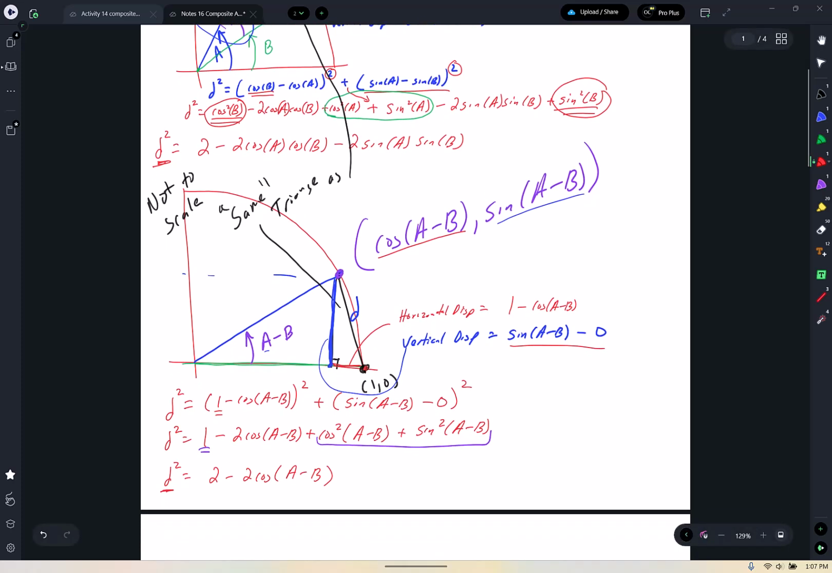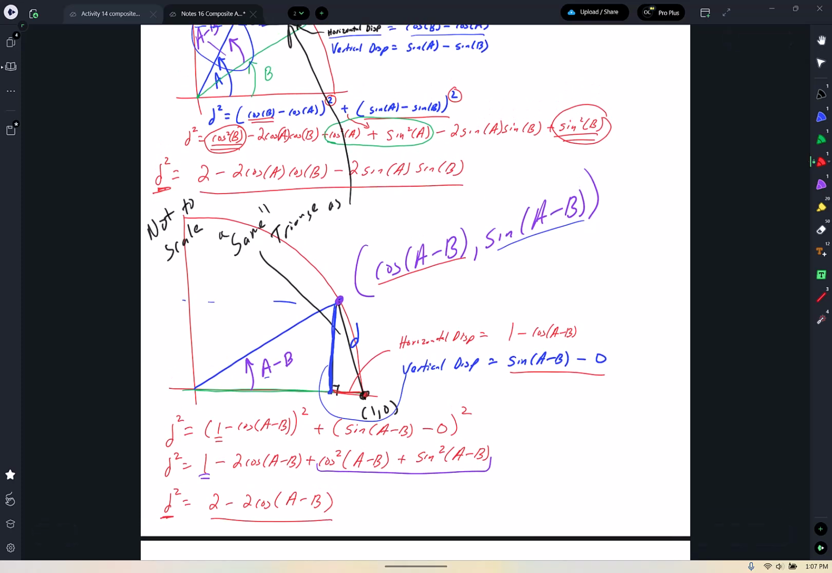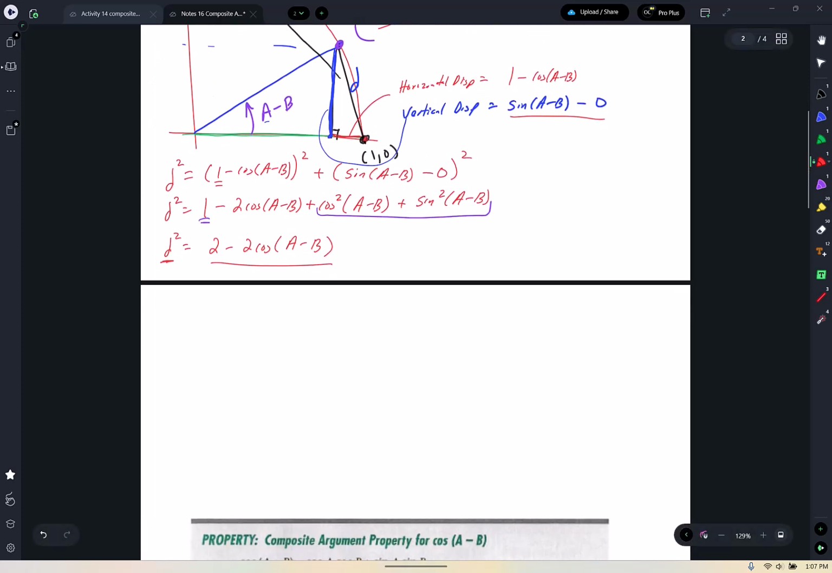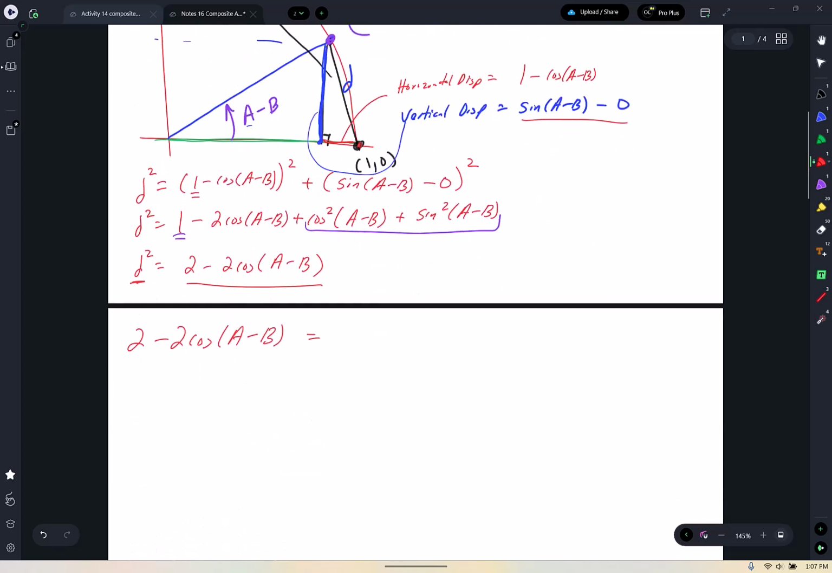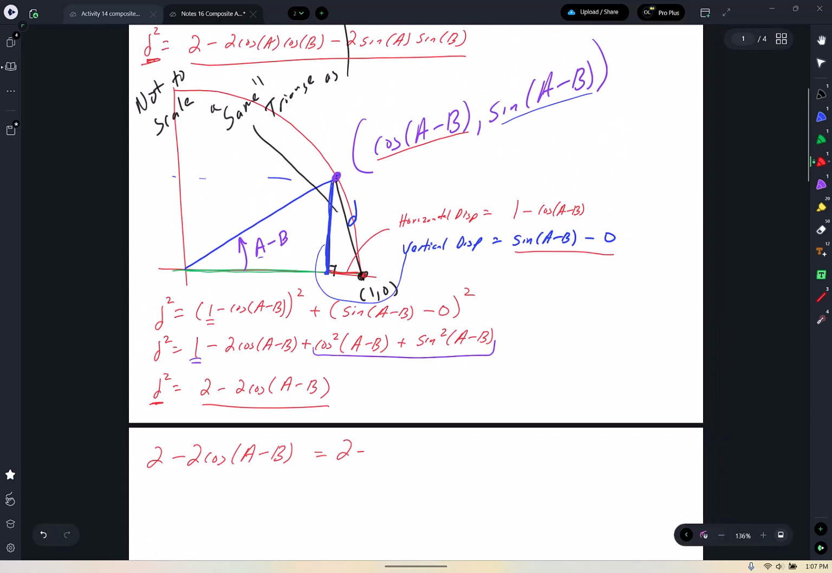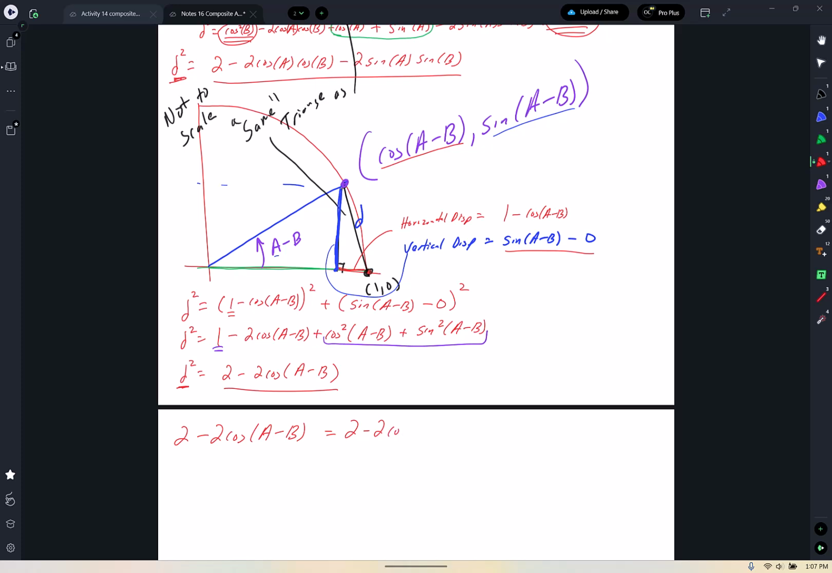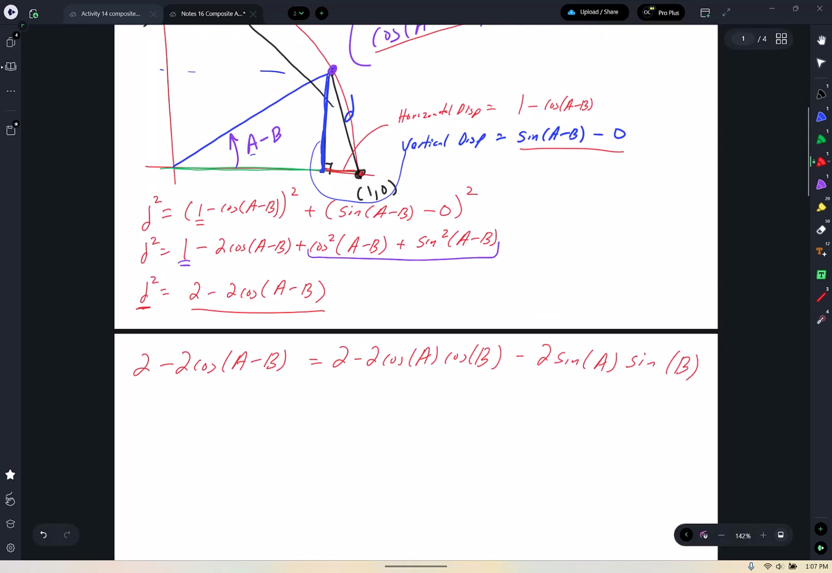So that means that I can set this expression equal to this expression, which is exactly what I'm going to do. Do you remember this, Romero? Did we do this with you guys? I don't remember if we did or not. 2 minus 2 cosine (A minus B) equals 2 minus, let me zoom out so I can see, 2 cosine A cosine B minus 2 sine A sine B. Did you do pre-calc through Zoom, Romero? Or no? Okay.